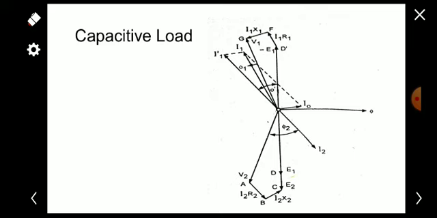So this is the phasor diagram of an actual transformer with a capacitive load. I hope all of you understand the phasor diagram well.